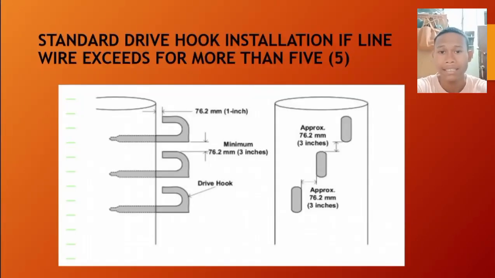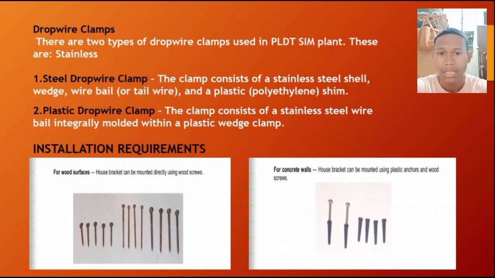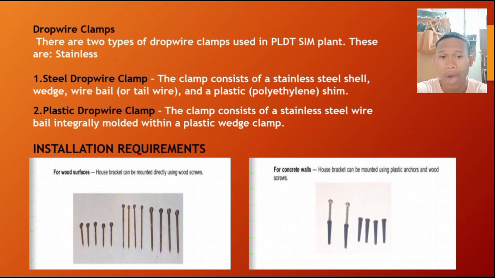So next is stainless steel drop wire clamp. Now the clamp consists of stainless steel shell, wedge wire, bail or tail wire, and a plastic polyethylene shim. Two sizes are available to accommodate the copper-clad and the fiber-reinforced drop wire. Now the clamp can be used in corrosive and non-corrosive areas.